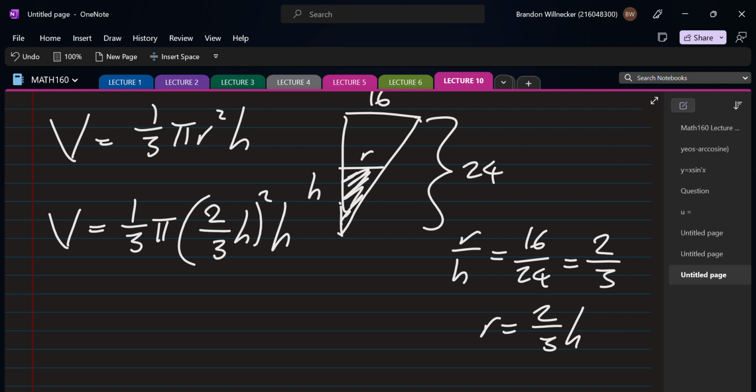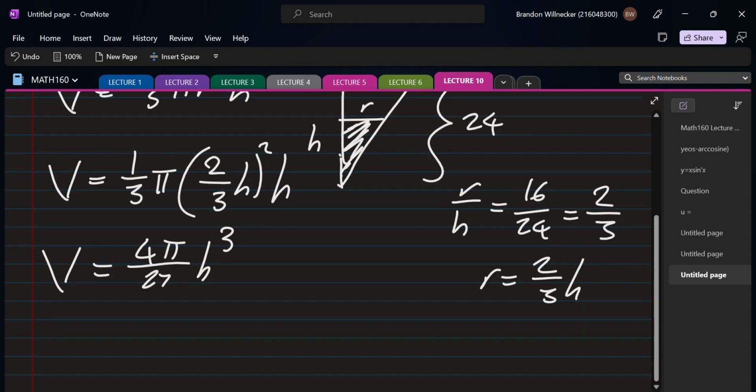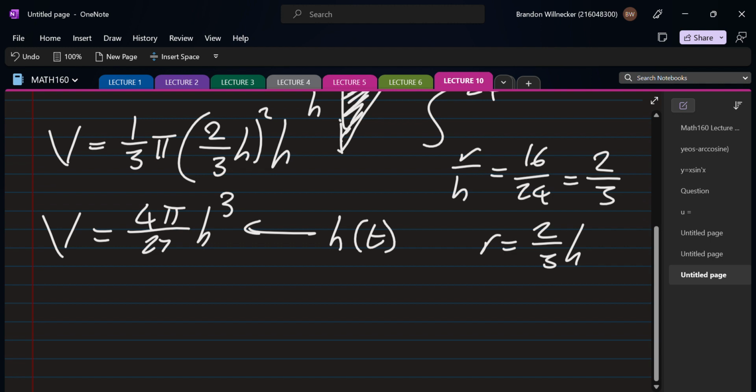H. Okay, so now V is going to be 4 pi over 9 times 3, 27, H cubed. Okay, that's a 3 there. So the squared from the R term and the H will make it H cubed. Now this H is not just a constant H, this is H of t. So when we differentiate, we need to use the chain rule.